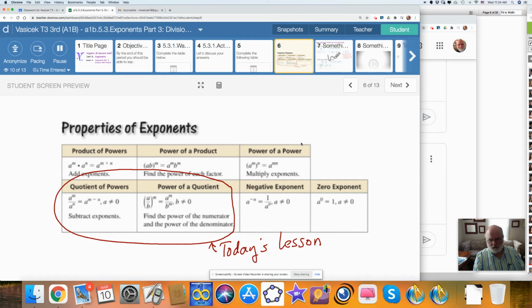Here's a summary page of what we're doing. This is all the properties of exponents, and we're talking about the quotient of powers. So if you have the same base and a different power, you subtract the exponents. And the power of a quotient: if you have a quotient raised to a power, just like with multiplication, you have to distribute that power.